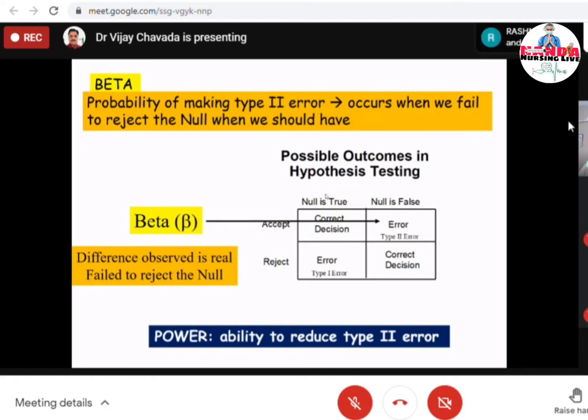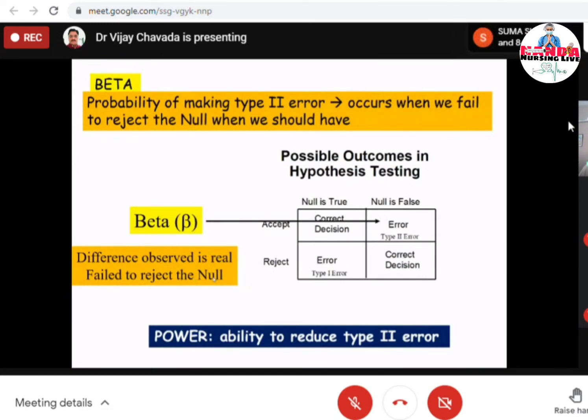So the value of beta means the probability of making a type 2 error. Look at the chart again. Here the null hypothesis is false and accepted. Similarly, if the null hypothesis is true, meaning no difference, and you are rejecting it, you are committing a type 1 error. If the null is false, meaning there is a difference, but you are accepting the null hypothesis, meaning you are accepting that there is no difference, you are committing a type 2 error. Type 1 we have already understood. Type 2 is beta error. The difference observed is real, but you failed to reject the null hypothesis, right?